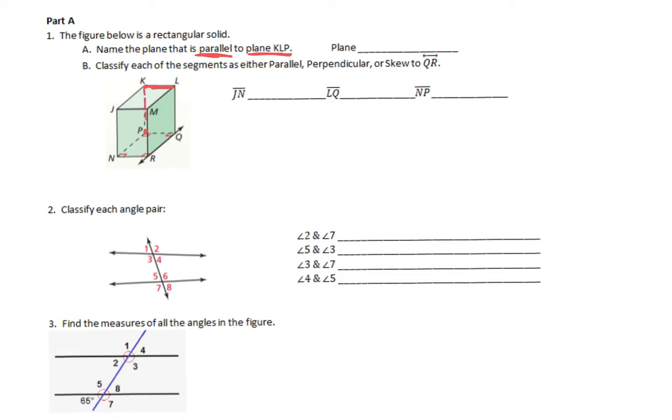So that looks like this side back here. To me, it looks like the back of the box. To some of you, it might look like the front of the box. I don't know, but to me, that looks like the back of the box. So KLP looks like the back of the box, and we want to find the side of the box that it's parallel to. So what side of the box is going to run the same direction and never intersect the KLP side? Since KLP looks like the back of the box, the side that would run parallel to it should be this front of the box.